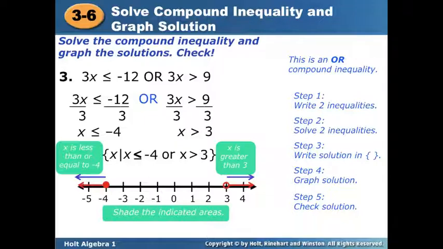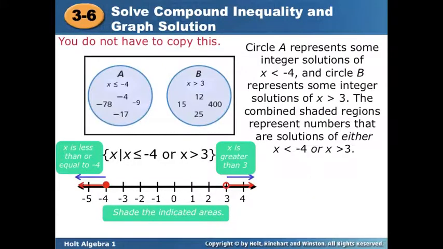Before we do so, let's look at a diagram of these solutions. You do not have to copy this to your paper. Notice the circle for A indicates less than or equal to -4, and circle B indicates greater than 3. There will be no numbers that can overlap in this solution. That's why our number lines will shade to the outside.